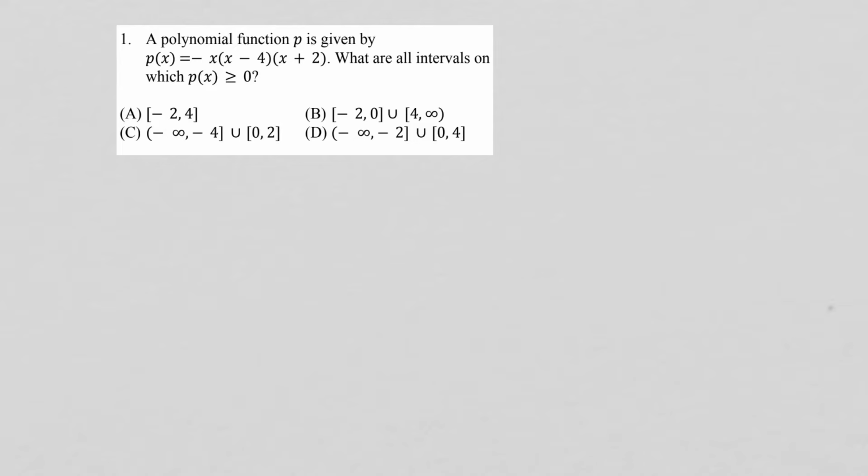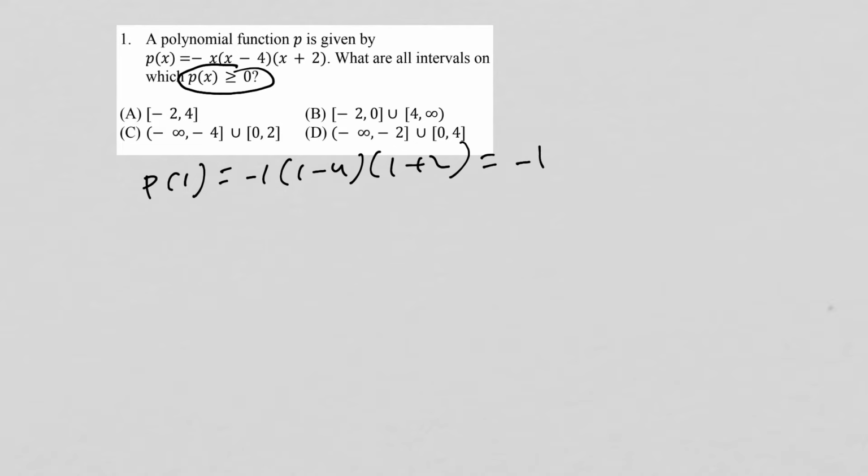Question 1, polynomial function is given. Where is it greater than 0? So the idea is that some numbers that you put in for p, like for instance p of 1, would equal -1 times -3 times 3, which would equal +9. But not all numbers make it positive. So there is kind of a trick to doing questions like this.